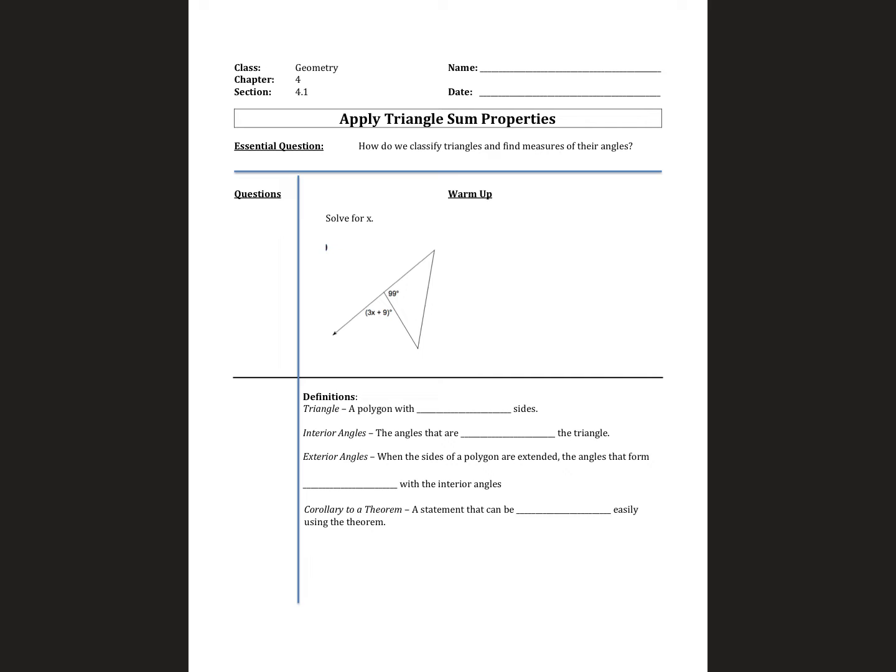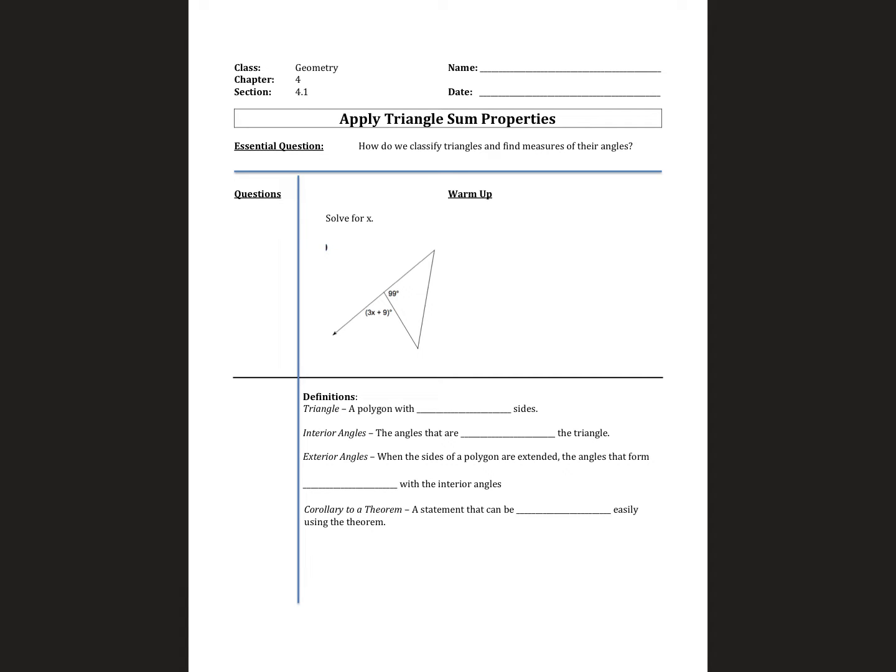This is Chapter 4. We're doing 4.1, which is Applied Triangle Sum Properties. So this whole chapter is about identifying different types of triangles and proving triangles are congruent using different properties of their angles and sides. And yeah, it's a pretty cool chapter. There will be some proofs in here, but I think these proofs are actually not too bad once you get the hang of them. So not in this section at least, but in the future.